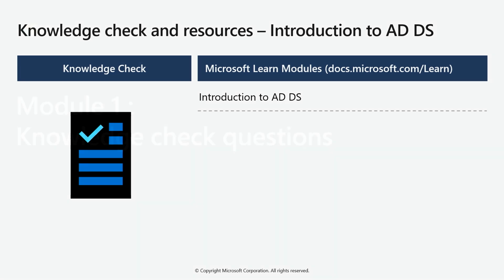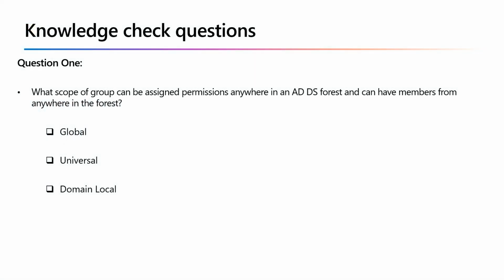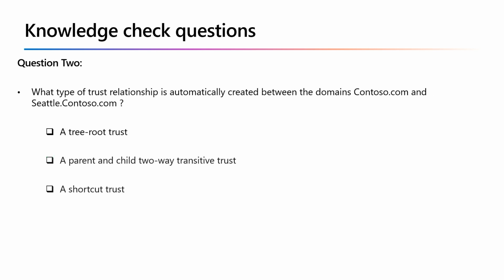So let's take a quick look at some of the review questions. What scope of group can be assigned permissions anywhere in the ADDS forest and can have memberships anywhere in the ADDS forest? Global, universal, or domain local. That would have been the universal groups. Remember, global can only have memberships from its own domain, but it can be used in any trusted domain. And domain local groups can have memberships from anywhere, but are only used in the domain in which they were created.